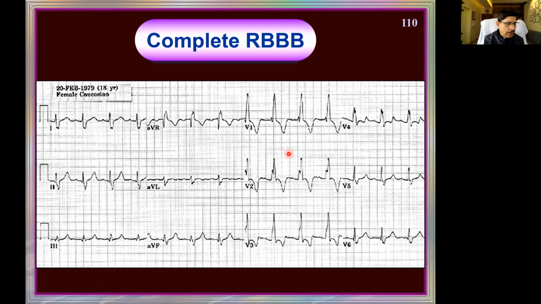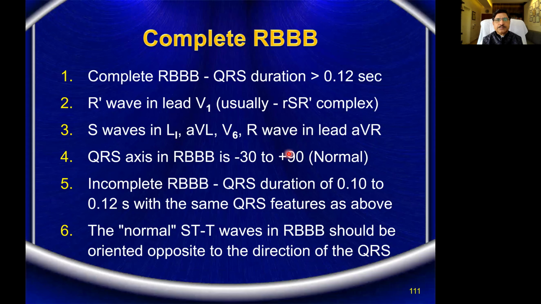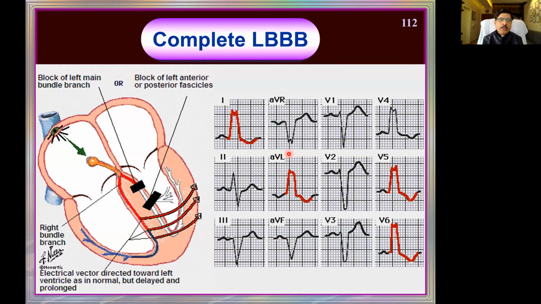Now let us look at the left bundle branch block. So instead of the impulse going like this, there is a block here, and the right bundle is all right. It gets activated first, and then the impulse from the right bundle has to come to the left side. That results in widening of the QRS. There is a slurred or M pattern in lead I, aVL, V5, V6.